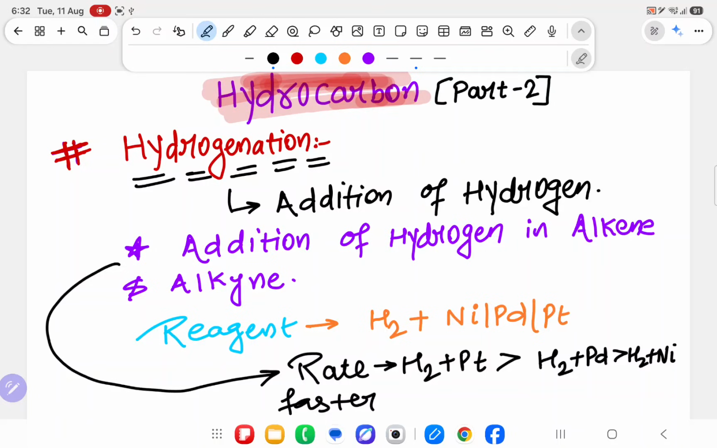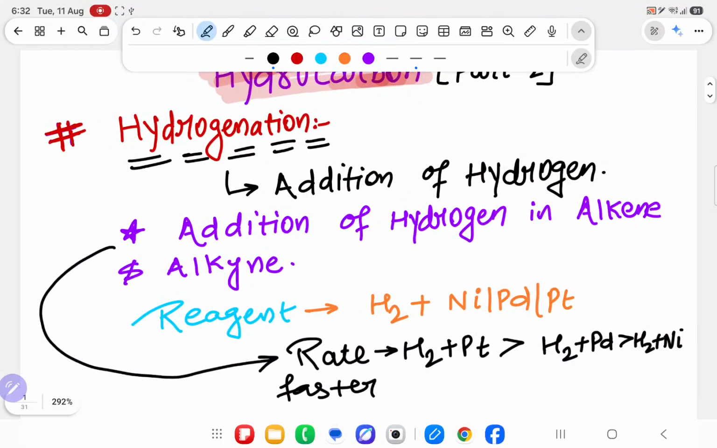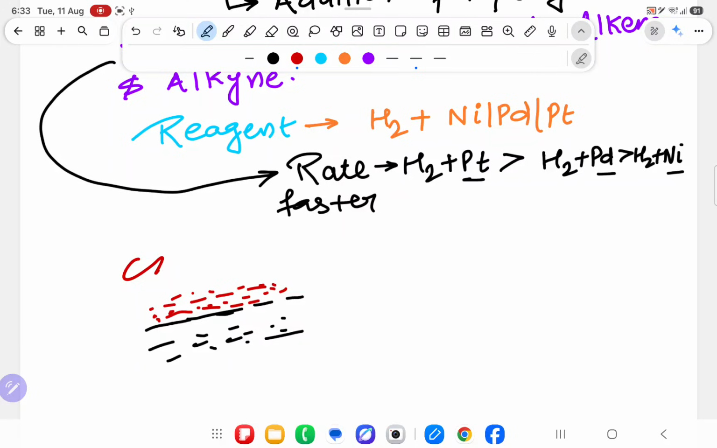Now see what is happening in this case. Suppose you have taken one plate, or a bed sheet or bed, made up of platinum, palladium or nickel. On that bed you will add hydrogen. Suppose there is a plate, and on that plate you have put lots of hydrogen molecules. And over here you will take an alkene and put it there. What will happen? Hydrogen from here attaches here.